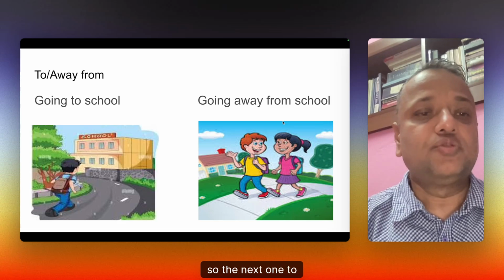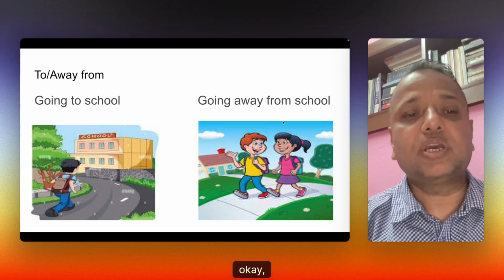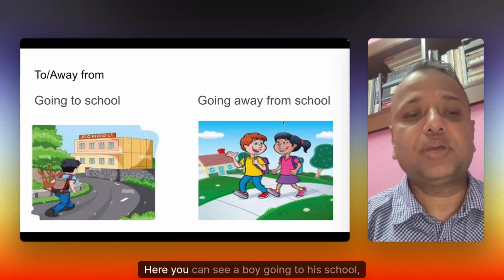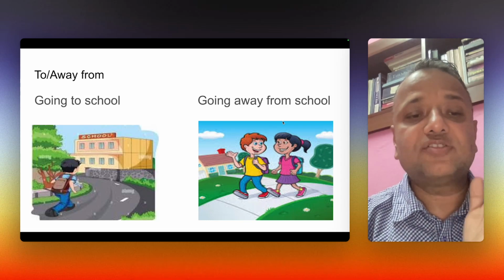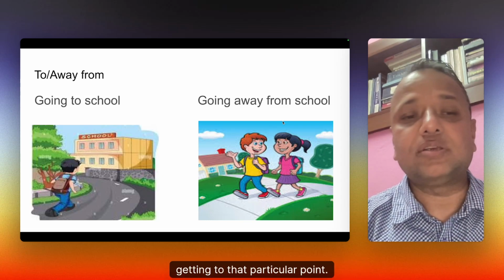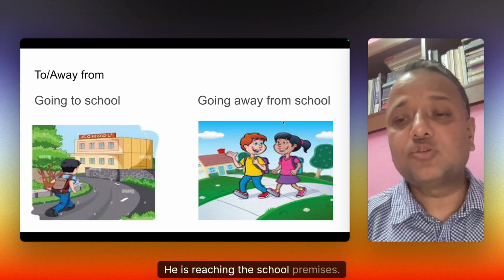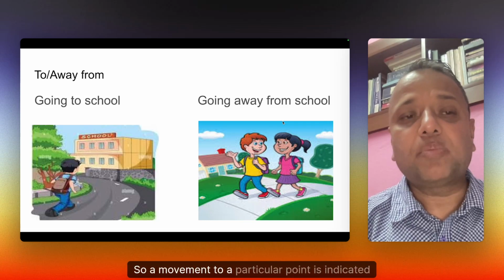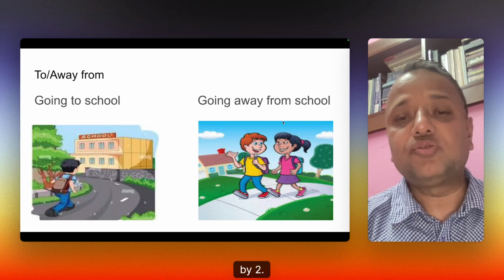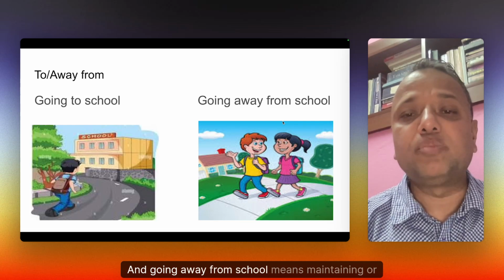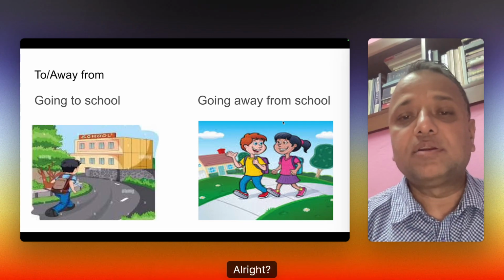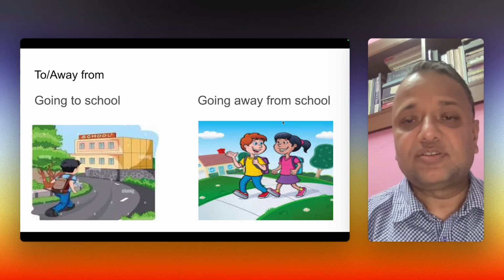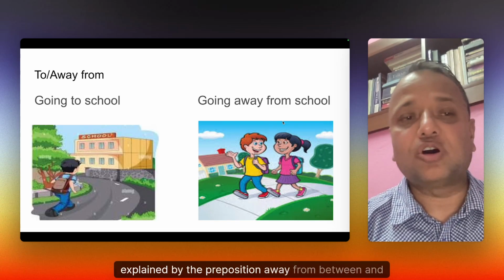The next one, to and away from. Going to school. Here you can see a boy going to his school, right? It means that the boy is getting to that particular point. He is reaching the school premises. So a movement to a particular point is indicated by to. And going away from school means maintaining or creating a distance from the school. Alright, so that movement is explained by the preposition away from.